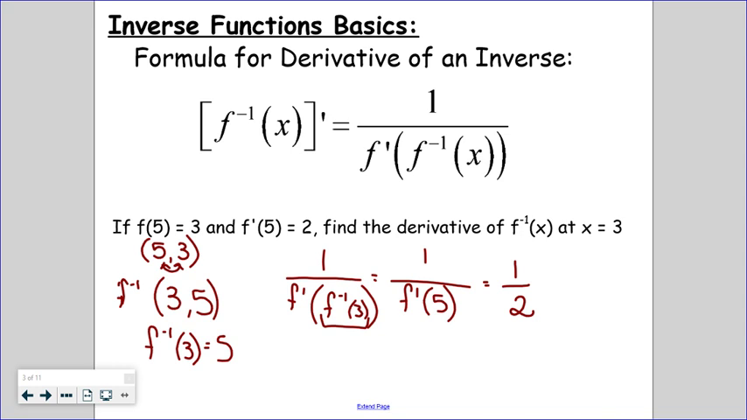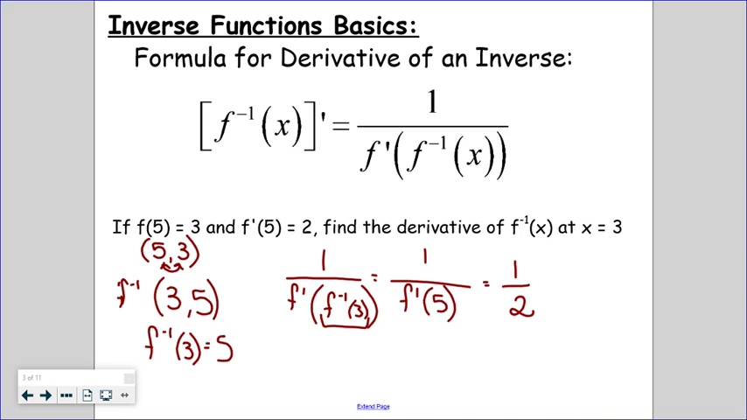Okay? And again, what people struggle with is it's not the same x value, right? So understanding you're evaluating at corresponding x's for the function to its inverse. Questions on that section?